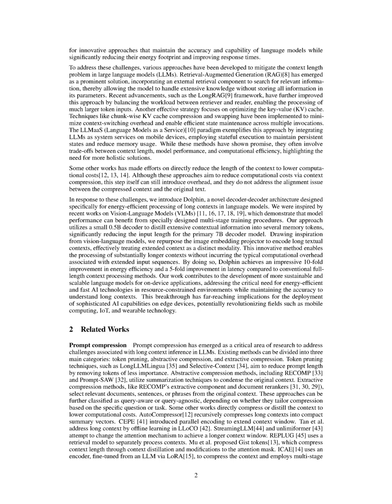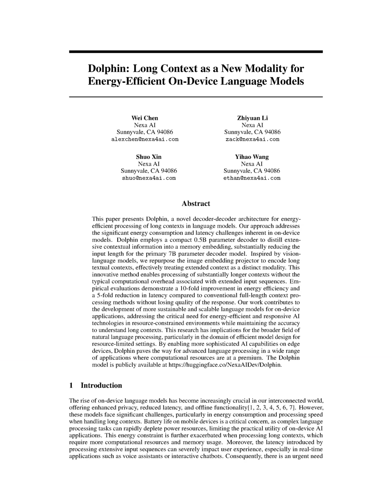By employing a novel decoder-decoder architecture that compresses extensive contextual information into memory tokens, Dolphin achieves a 10-fold improvement in energy efficiency and a 5-fold reduction in latency compared to traditional methods. This innovation not only enhances the model's ability to process longer contexts without incurring typical computational overhead, but also maintains high accuracy in understanding and generating responses. Ultimately, Dolphin's advancements are crucial for deploying sophisticated AI capabilities in resource-constrained environments, such as mobile computing and IoT devices.